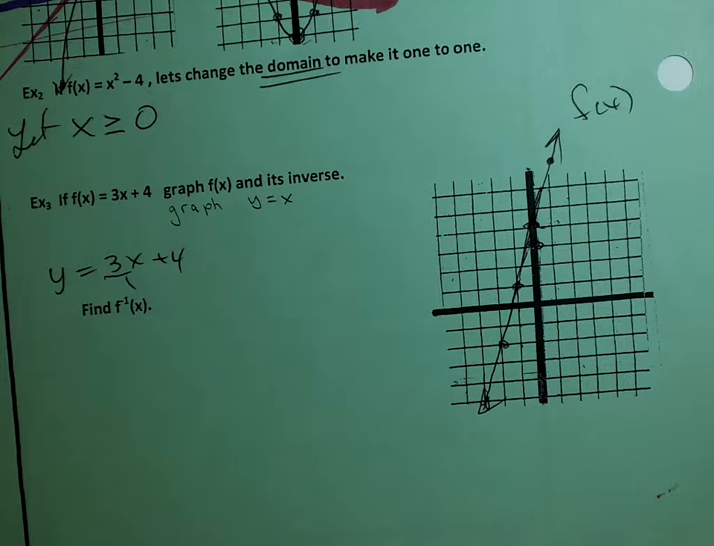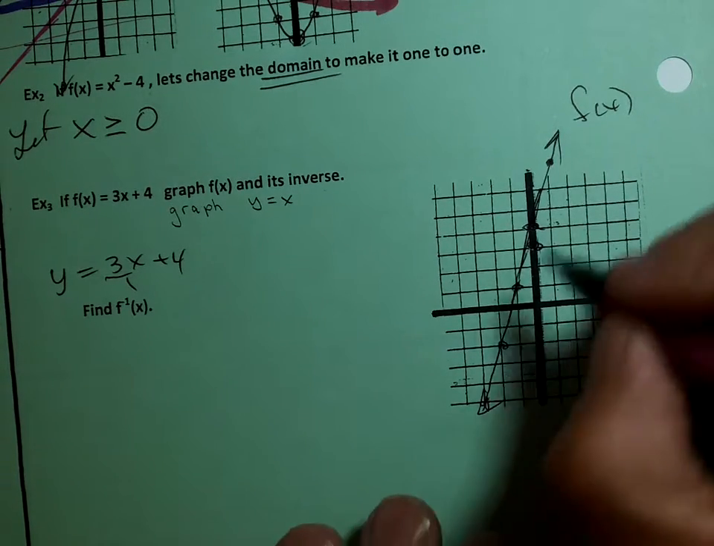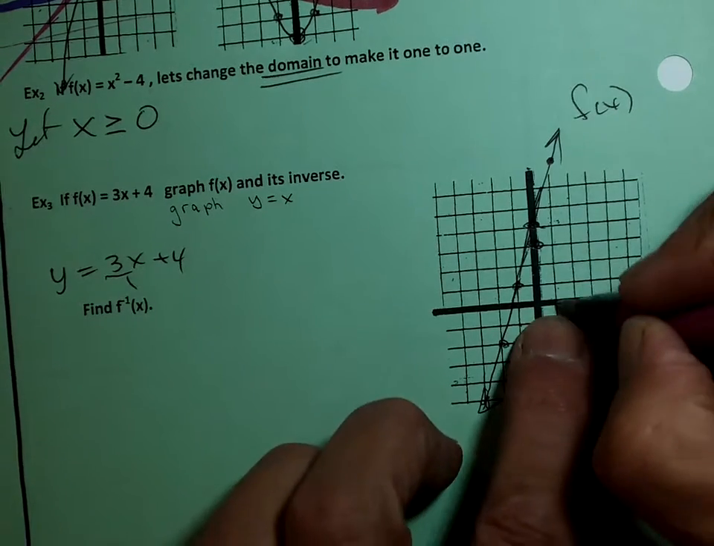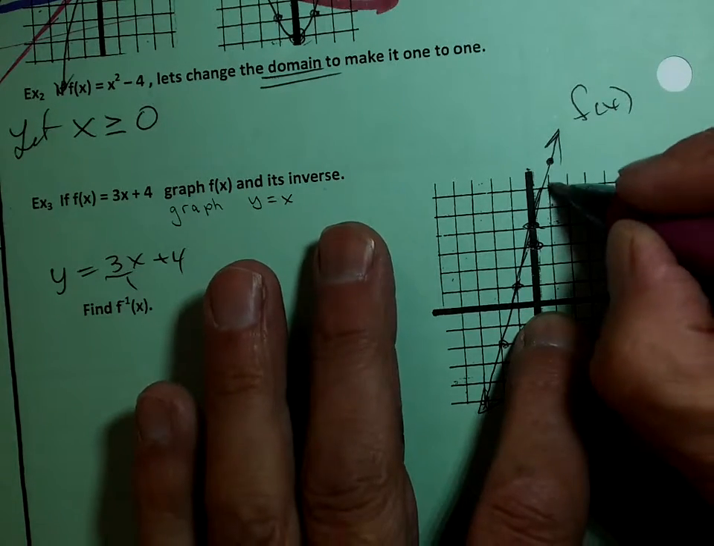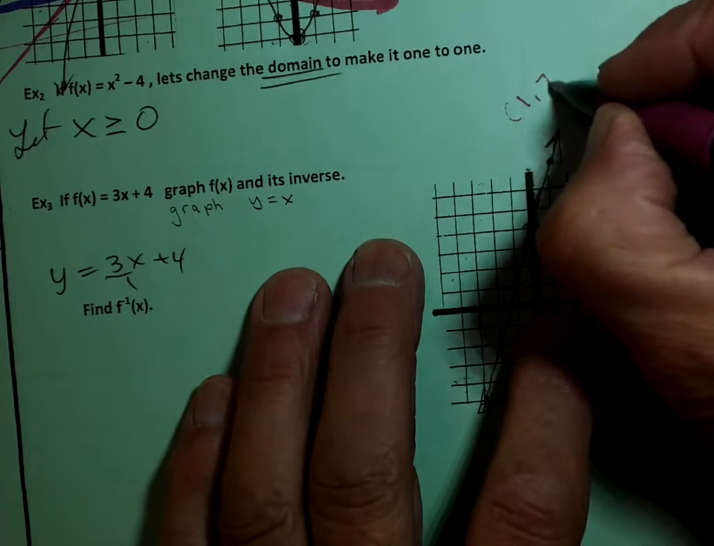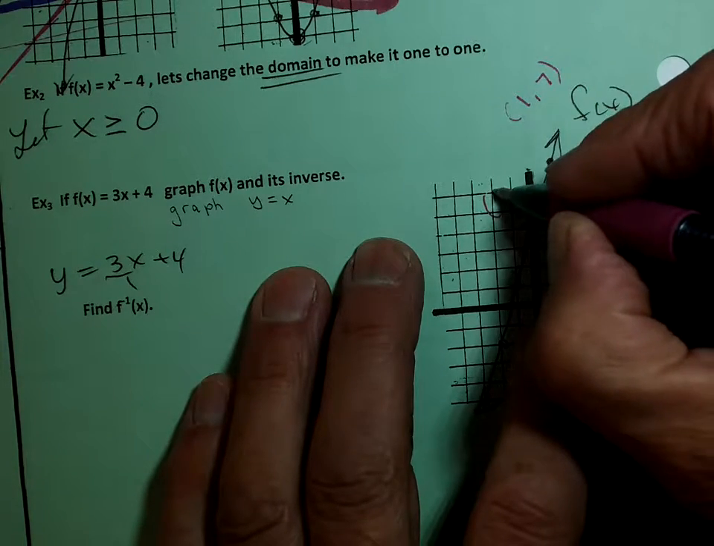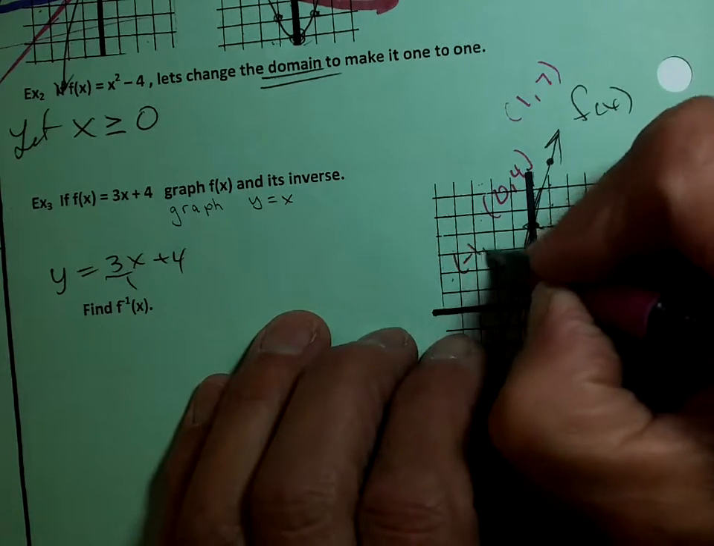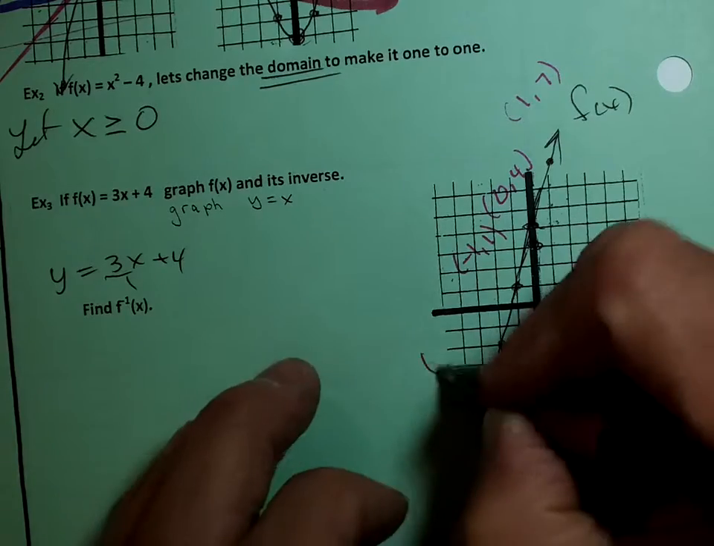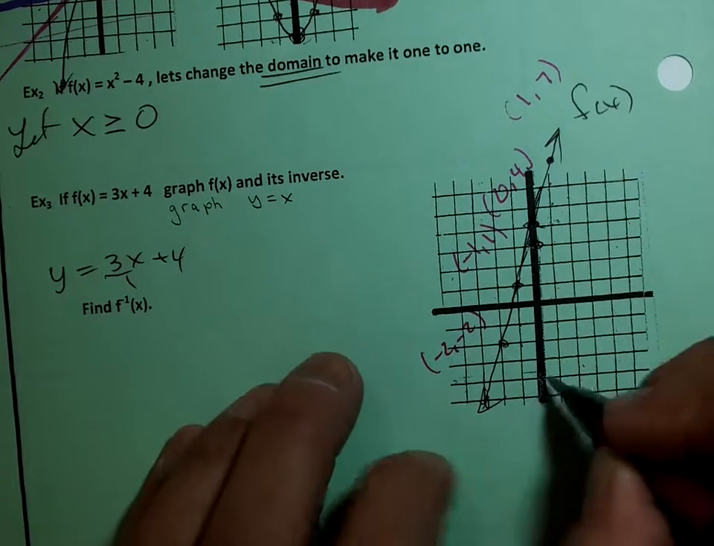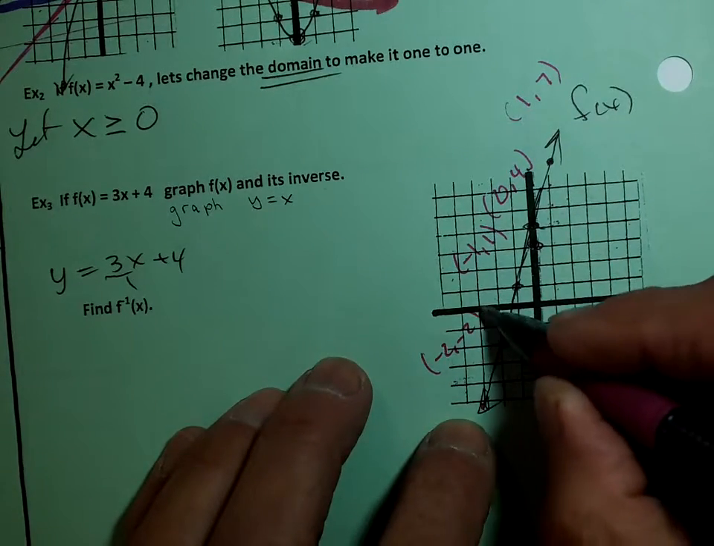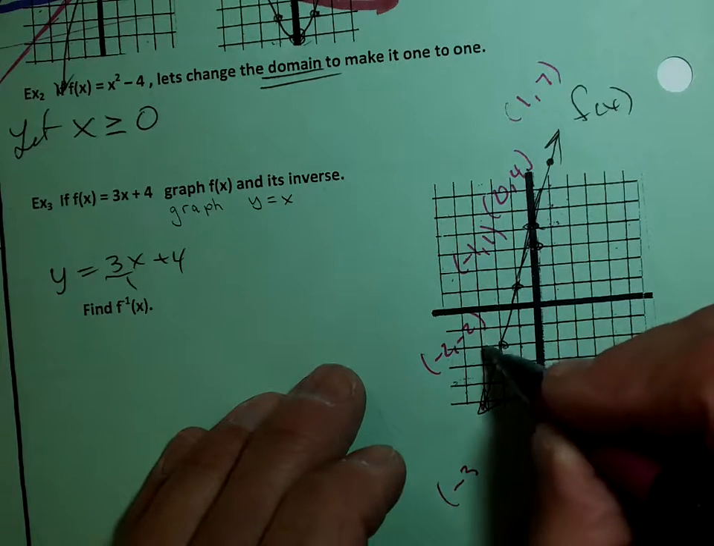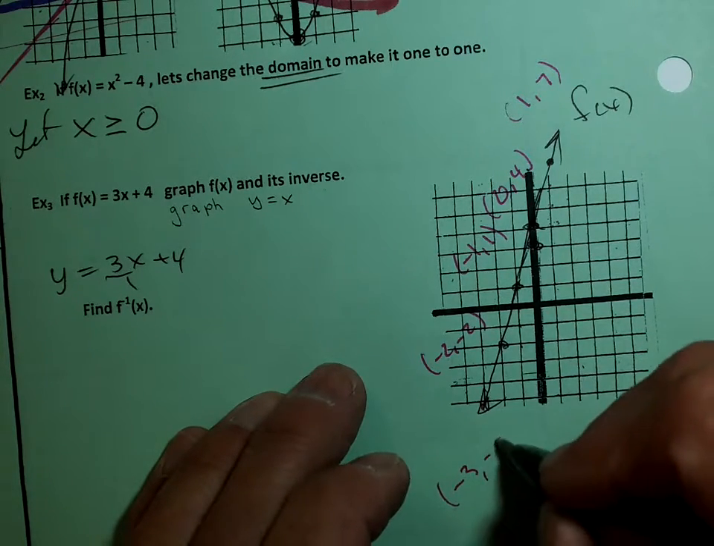Okay, now I'm going to do this like I showed you in Algebra 2. The way I did it in Algebra 2 was we had points. I have a point at 0, 4. I've got a point at -1, 1. I've got a point at -2, -2, and I have a point at 1, 7. Okay? You see it?